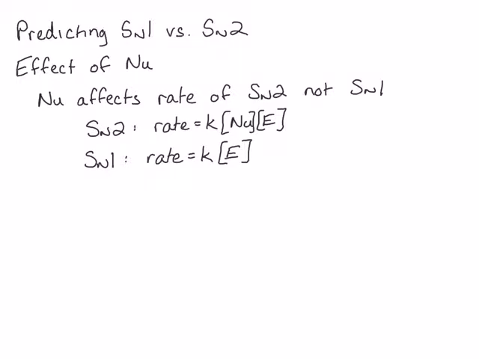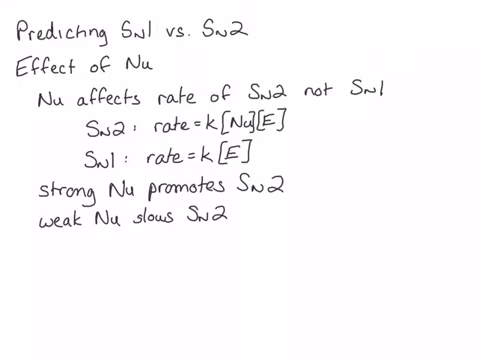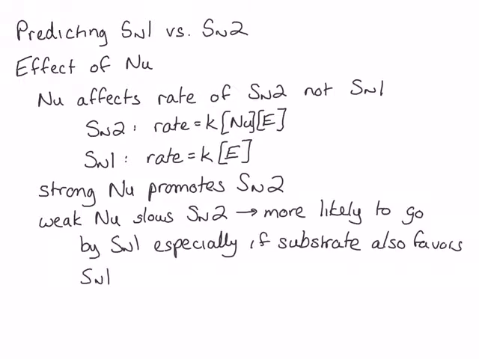A stronger nucleophile will speed up an SN2 reaction, so a strong nucleophile is said to promote an SN2 mechanism. A weak nucleophile slows the rate of the SN2 reaction. This means that the reaction is more likely to go by the SN1 mechanism, especially if the substrate favors the SN1 mechanism. Next, let's look at how the substrate affects the rate of an SN1 versus an SN2 reaction.